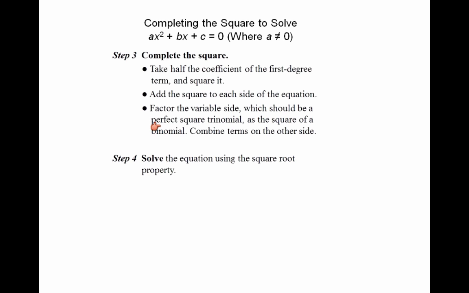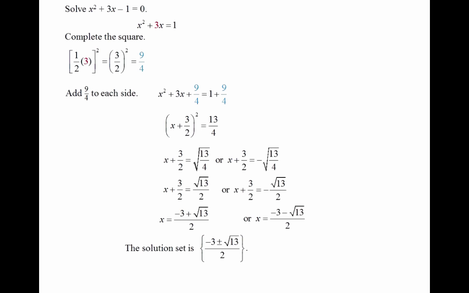Factor the variable side, which should be a perfect square trinomial, as the square of the binomial. Combine terms on the other side. And step number 4, solve the equation using the square root property. So let's take a look at some examples here.